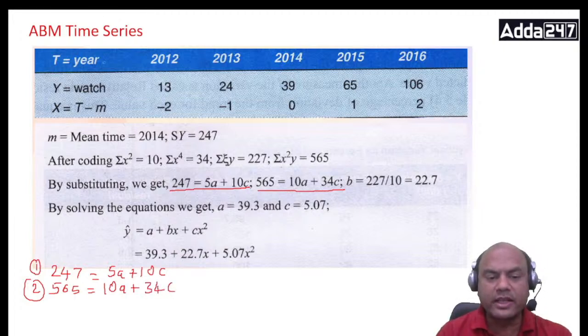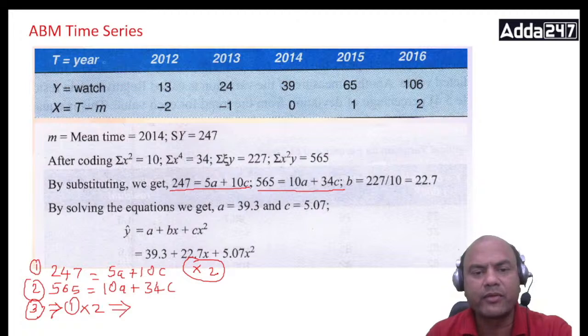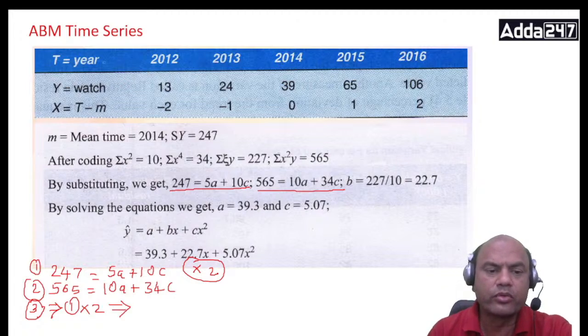We have to cancel a. So multiply equation 1 by 2. So what is 3 now? 3 is 1 into 2. So what do you get now? In this, 247 into 2, whatever it is, you can solve this. 247 into 2, let me use the calculator. 247 into 2 equals what?